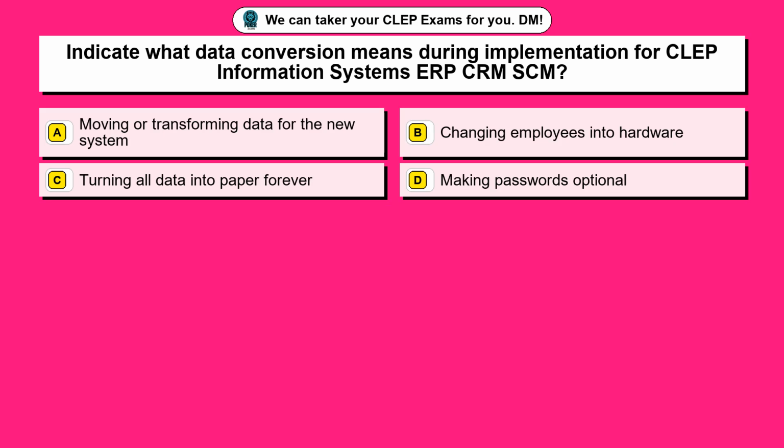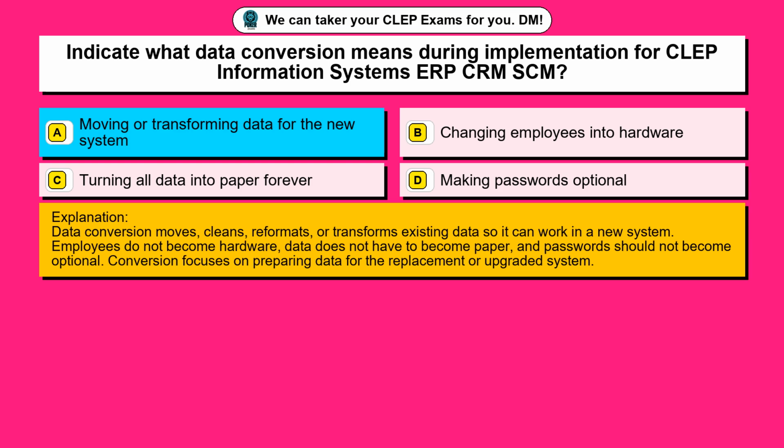Question 75. Indicate what data conversion means during implementation for CLEP Information Systems ERP CRM SCM. Option A, moving or transforming data for the new system. Option B, changing employees into hardware. Option C, turning all data into paper forever. Option D, making passwords optional. The correct answer is option A, moving or transforming data for the new system.